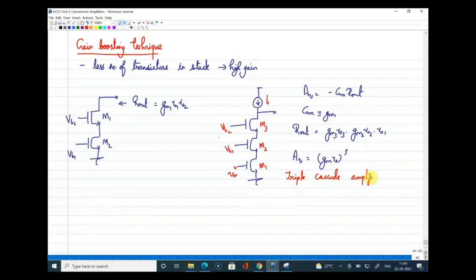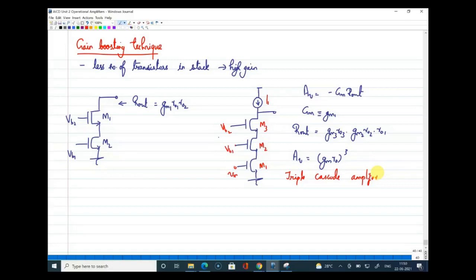If I look at the practical situation, the ideal current source should be replaced with a suitable number of transistors, that is actually 3, and thereby you will get the gain. You will get the gain GM R0 the whole cube, and suitably if you have the transistors at the top, those resistances will come in parallel, right?